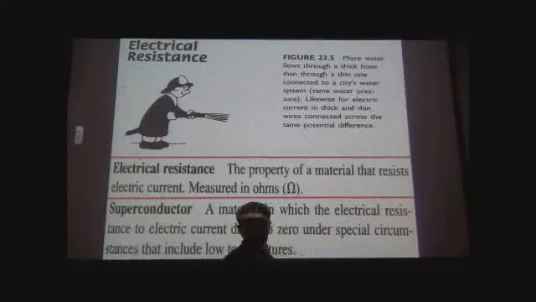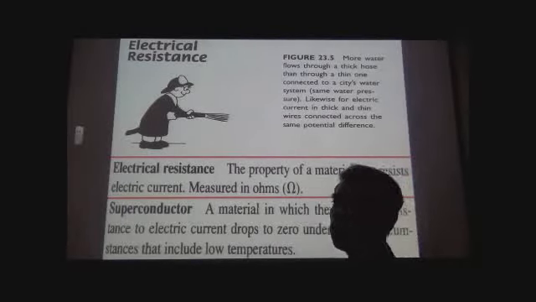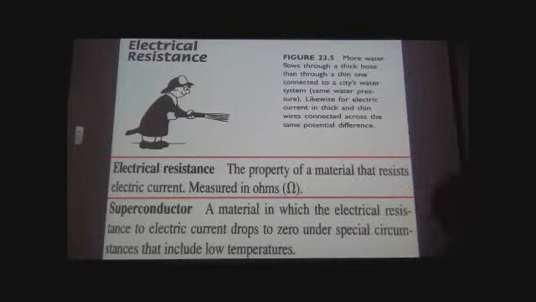Okay, introducing the concept of electrical resistance. Electrical resistance occurs because the electrons are traveling through the wire and they bounce off of the atoms. If you've got more bouncing, there's more resistance. Less bouncing, there's less resistance, right?